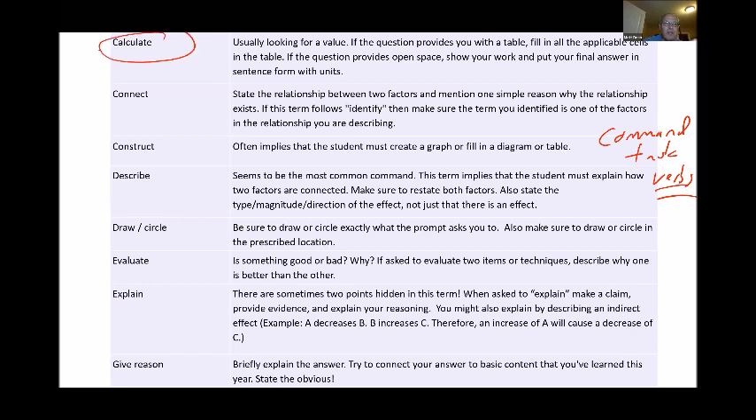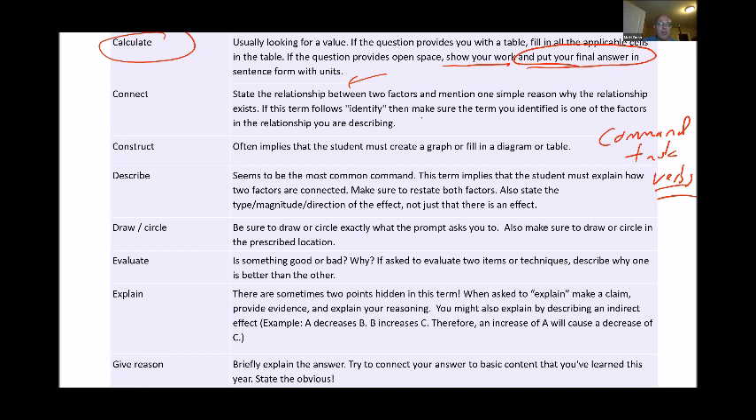If you're asked to calculate, they're looking for a numerical answer. If they give you a table to put values in, simply do the calculation, put the values in the table. That's probably all you need to do. If, on the other hand, they give you a lot of open space in the question, you need to show your work and then put the final answer in some kind of sentence form with units. So say the rate of doing cell respiration is blah, blah, blah milligrams per second.